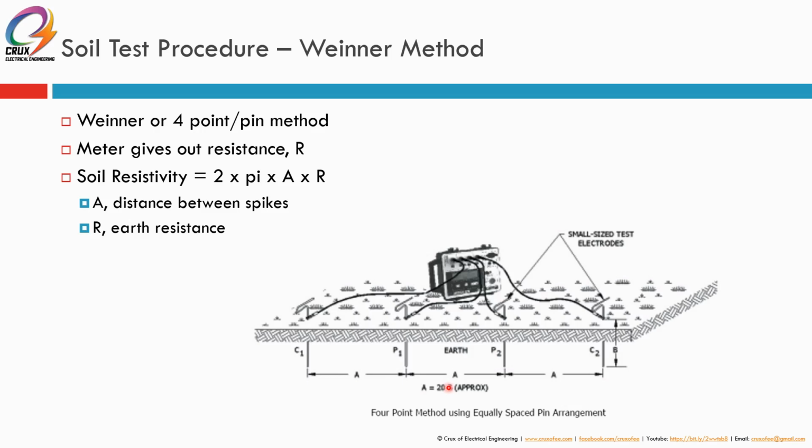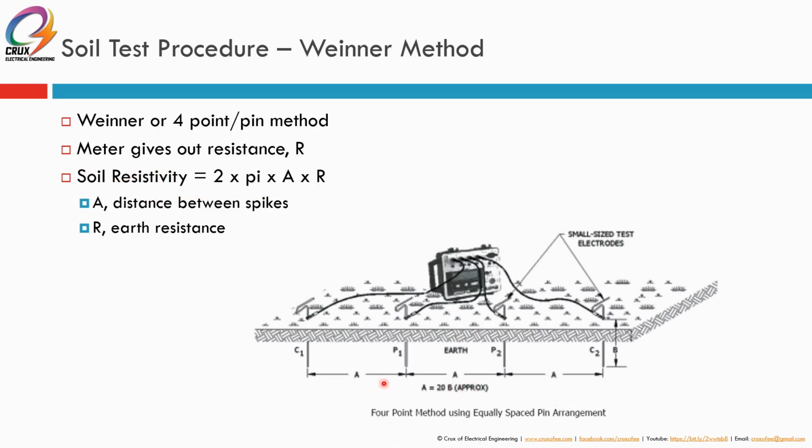So before going into cathodic protection, initially we've talked about the soil resistivity being part of the design consideration for the selection or the sizing of your cathodic protection. So how do we actually test your soil resistivity? For those of electrical background, I'm sure you are familiar with the Wenner method or the 4-point method, 4-pin method. So the meter will give out resistance R, so you will calculate the soil resistivity equals 2 times pi times A times R.